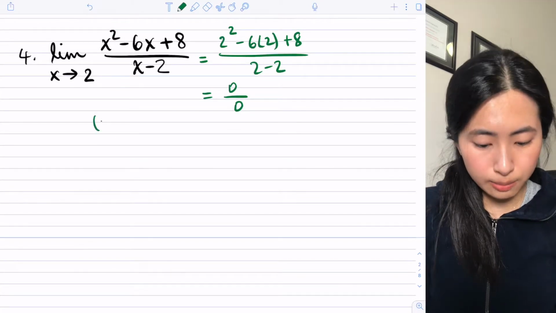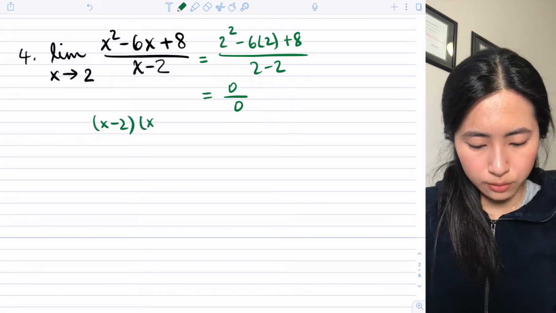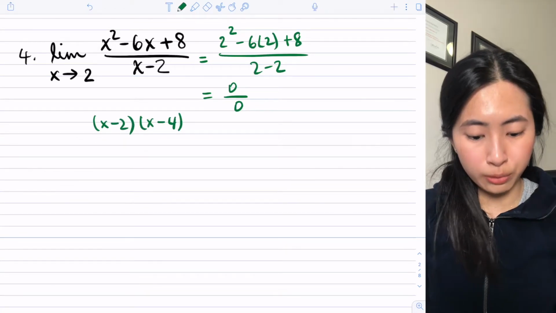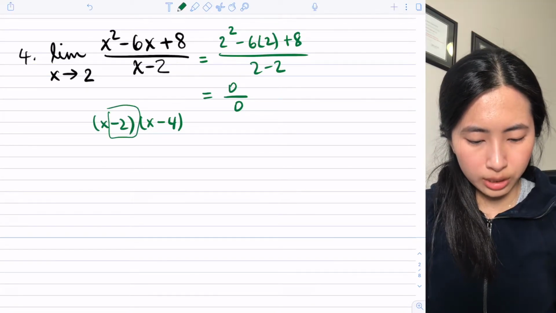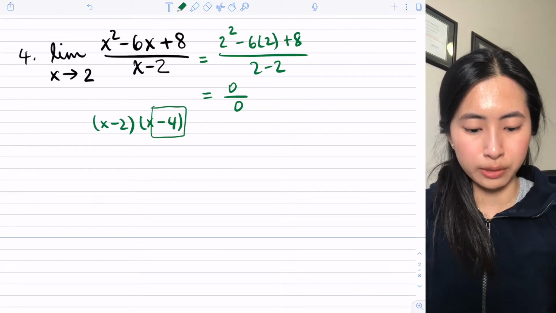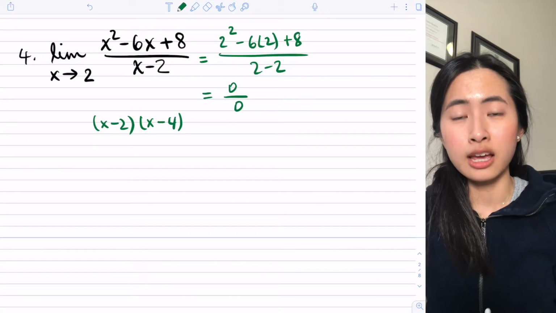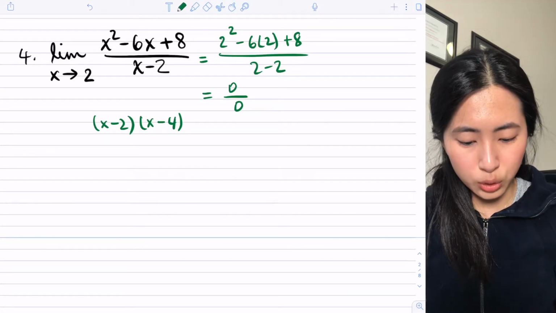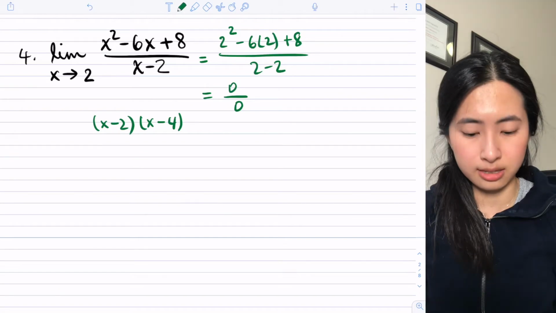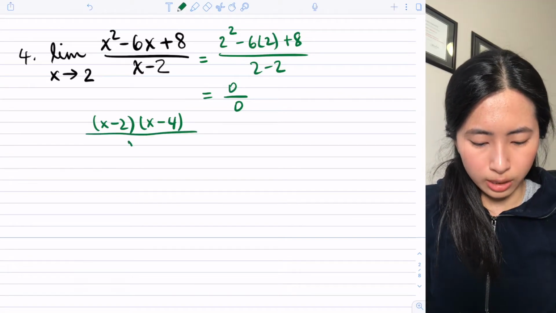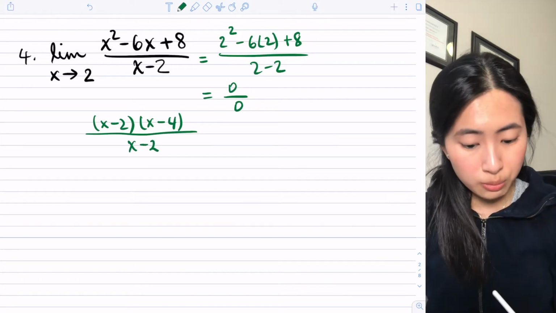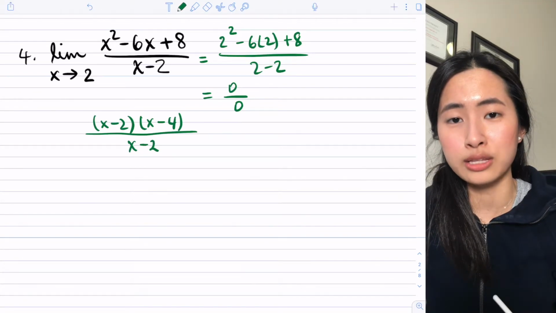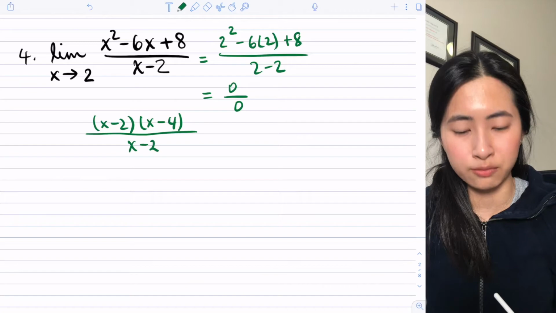So we can have x minus 2 times x minus 4 for our numerator, and this is the factored form, just because when you have negative 2 and negative 4, when you multiply them together, you get positive 8. And when you add them together, you do get negative 6. Now, this is all over x minus 2. As you can see, this x minus 2, both in our numerator and our denominator, is causing you to result to an indeterminate form.